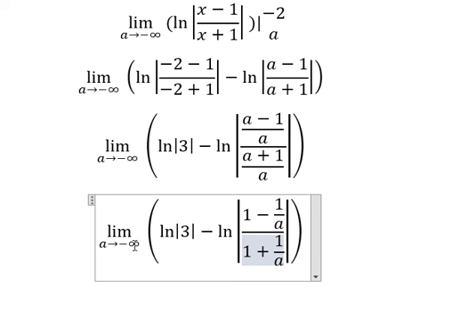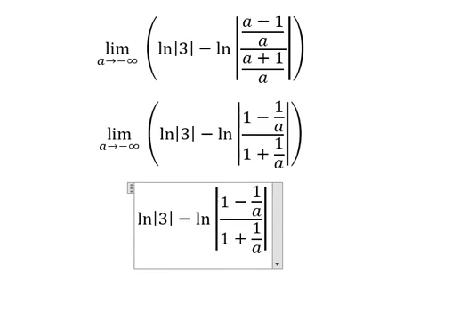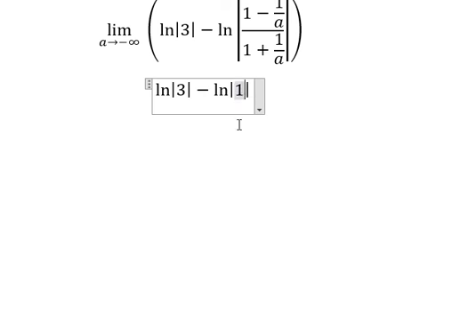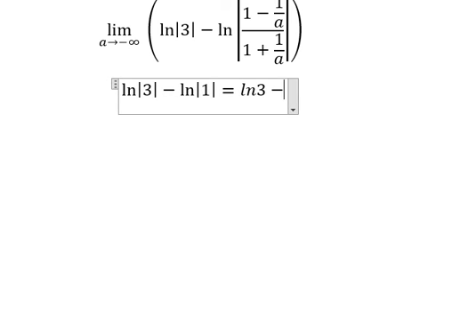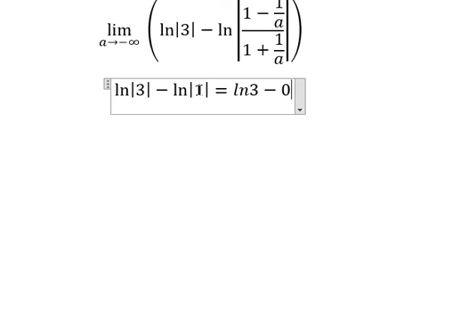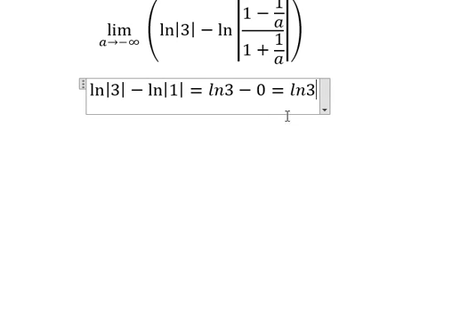When a go to negative infinity, this one you got about 1 divided by negative infinity, you got about 0. Similar for this one. So we will have about ln of number 1 in here. We simplify and you got about ln number 3 minus number 0. Because ln number 1 you got about 0. And this is the final answer.